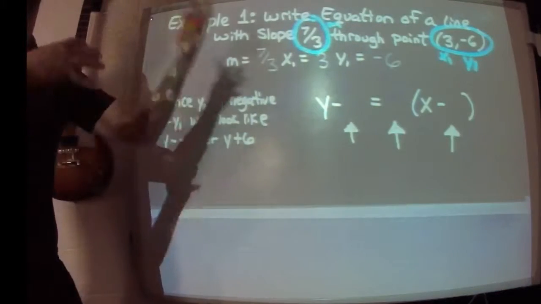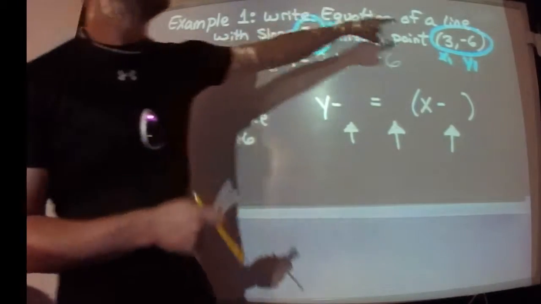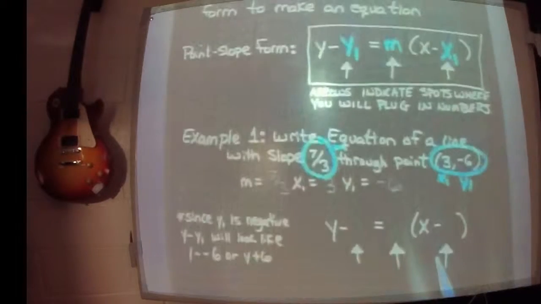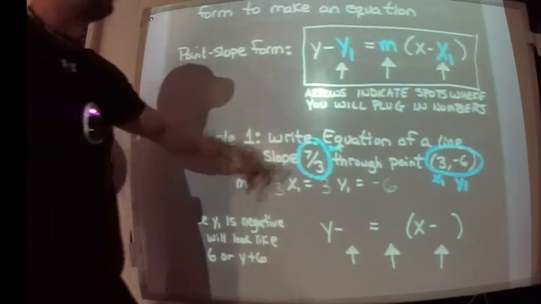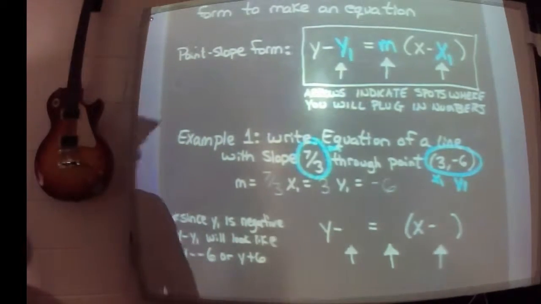Those three things. So they're telling you a point and a slope. Sounds like two things, but it's really three things. The slope, the x1, the y1. Those are the three things where we're going to plug those numbers in up here. The m will go here, the x1 and the y1. So that's why we want to identify what those three are.